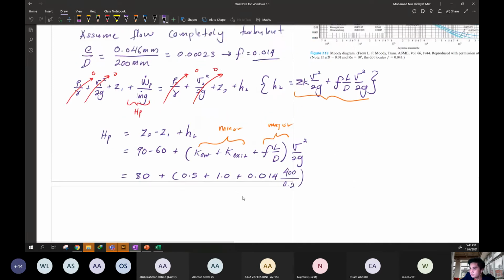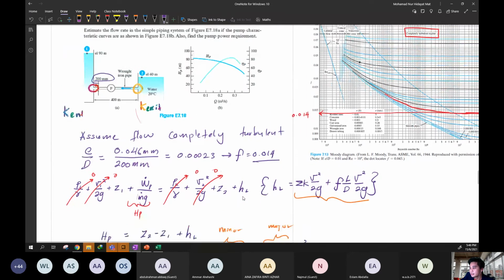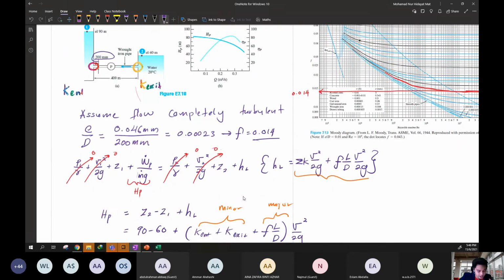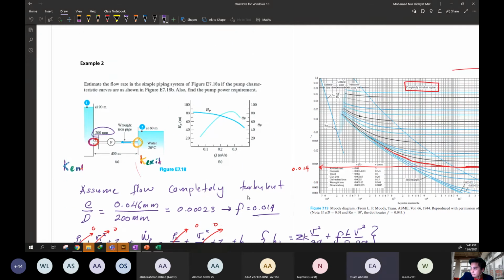Do we know the velocity, anyone? Okay, we do not know the velocity, right? Or can we get the velocity? Yes, correct, we can get the velocity. Q equals AV, so velocity equals Q over area. But the flow rate is not given. But is the area given or not? Yes, pi r squared.